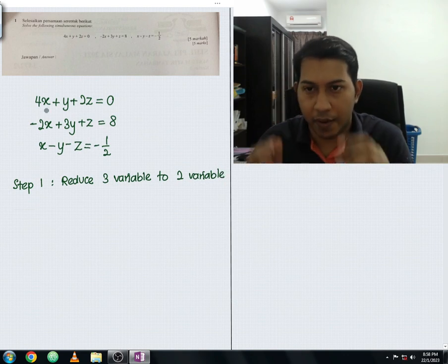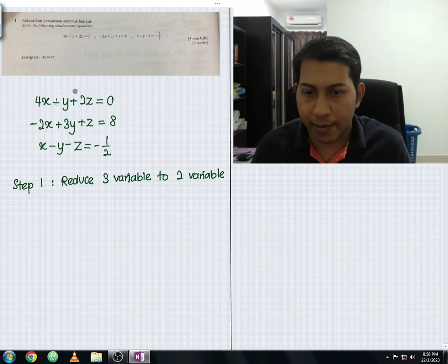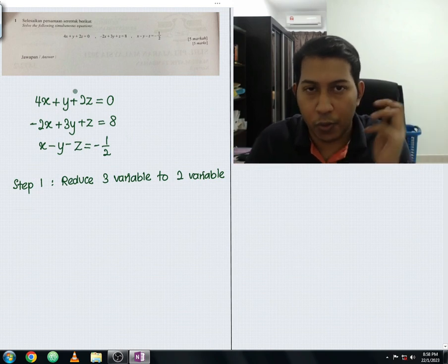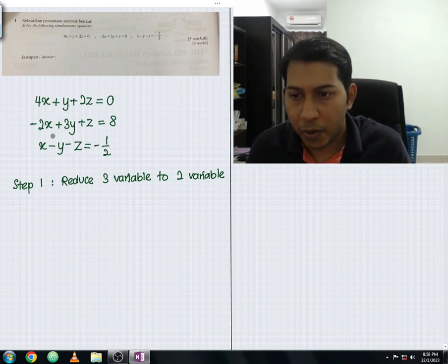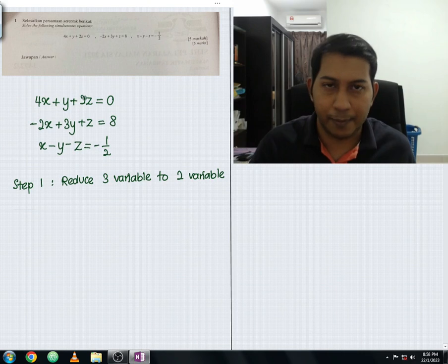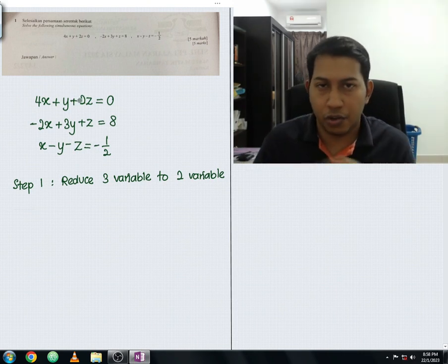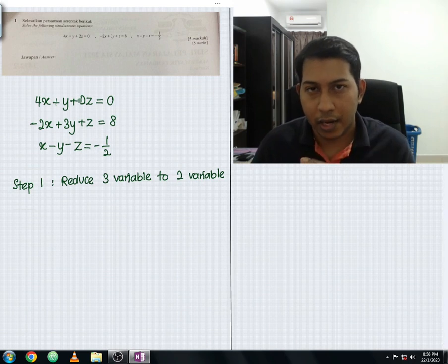Okay, as you can see here, you have x, y and z. So within these three variables, we're going to reduce to two variables. So which variable are we going to eliminate? It is your preference. Okay, you can choose either x or y or z. It is up to you. Okay, at the end you should get the same answer regardless of which order you start to eliminate.